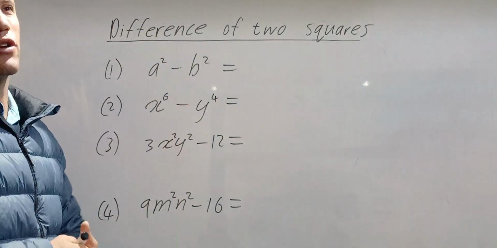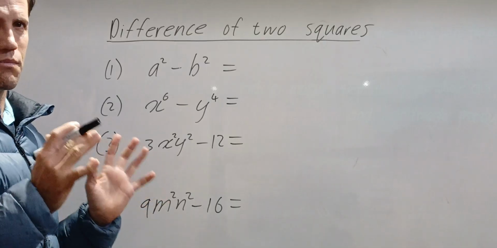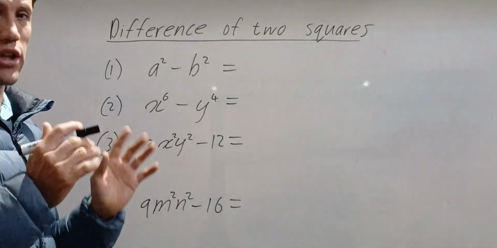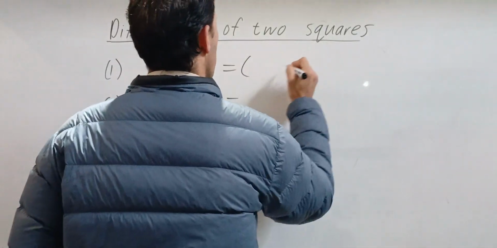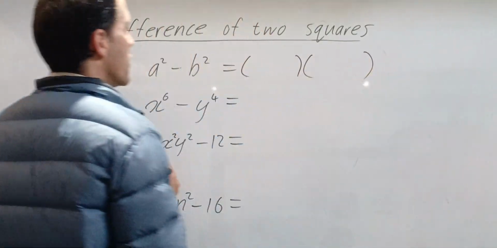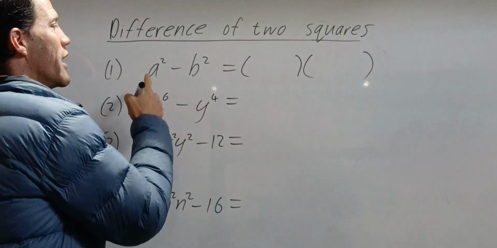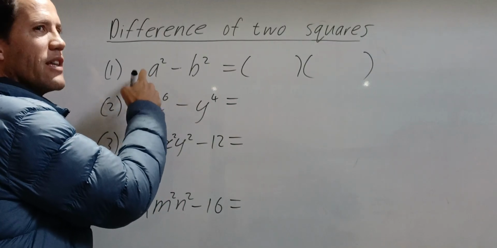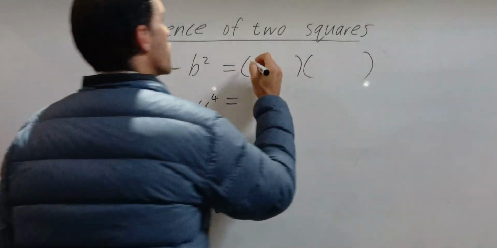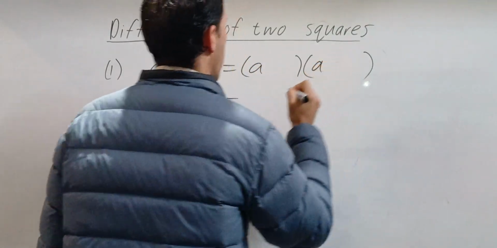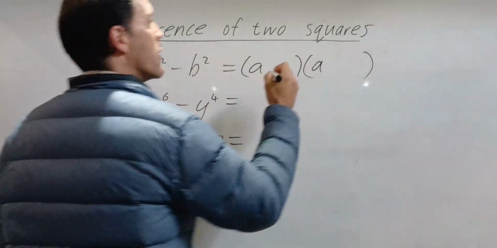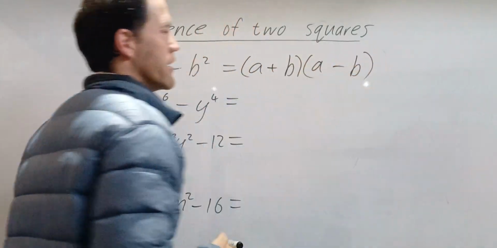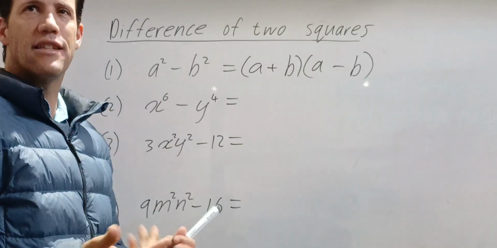Then there's a specific method you can use. When you see it's the difference of two squares, you can use this method. You can put in the brackets, okay? And then you ask yourself, what is the square root of a squared? It's a, because a times a is a squared. So then you put in a and a. The square root of b squared is b, and then you just put in a plus and a minus, and then you're done. That's how the method works.